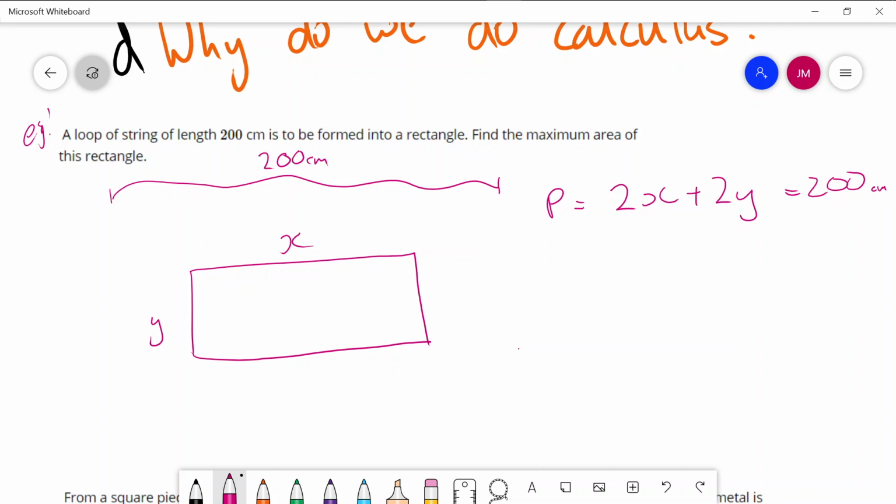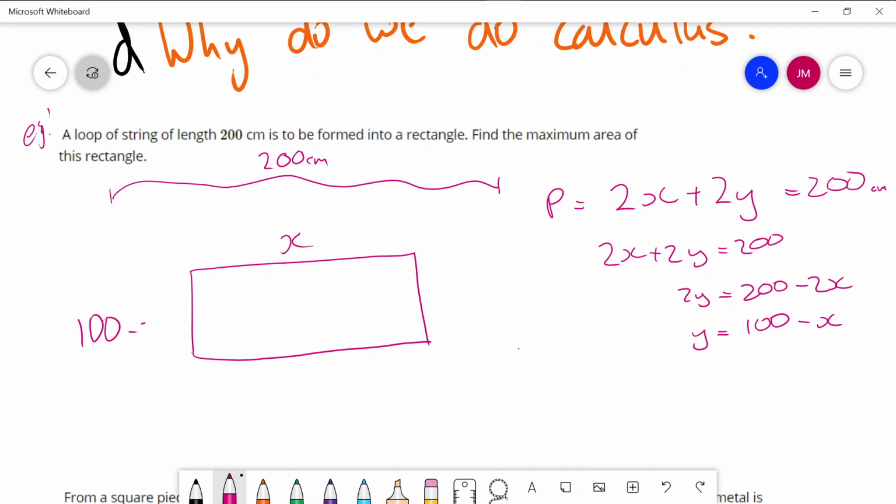Then, we need to find a way of rearranging or solving this to get it down to one variable. So 2x plus 2y equals 200. Let's rearrange to find y: we minus the 2x over, and we get 2y equals 200 minus 2x. If we divide everything by 2, we get y equals 100 minus x. So now we can write this as 100 minus x for our width. Now we have a rectangle purely in terms of x.